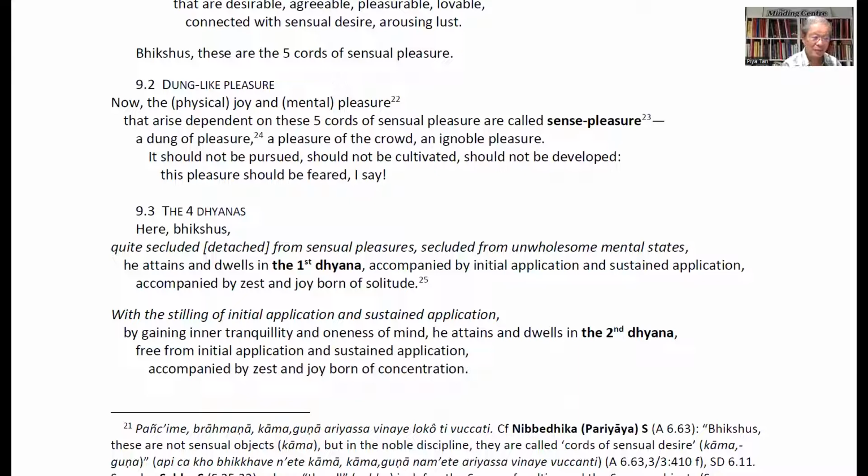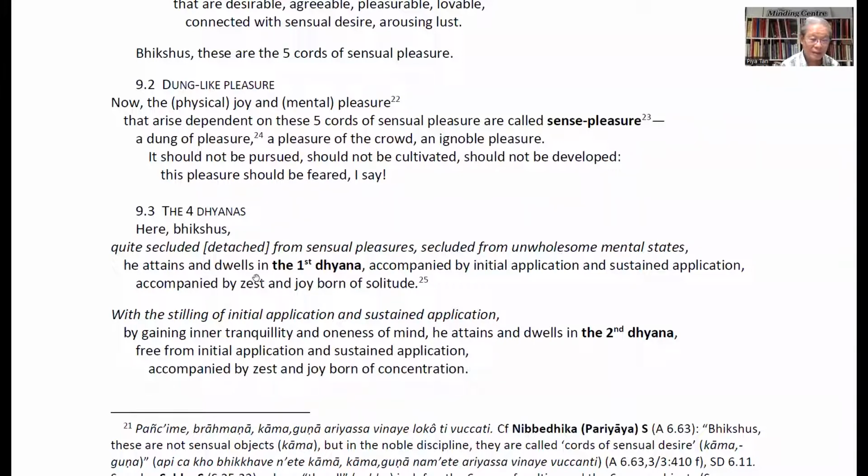Now comes the positive one. 9.3. This is the opposite, the positive one, the 4 dhyanas or jhanas. Here, bhikkhus, quite secluded from sensual pleasures. Notice, free ourselves from the body, free ourselves from the sensual pleasures, secluded from unwholesome mental states, free ourselves from a negative mind, right? So free from the body, free from the mind. That's what the first line means.